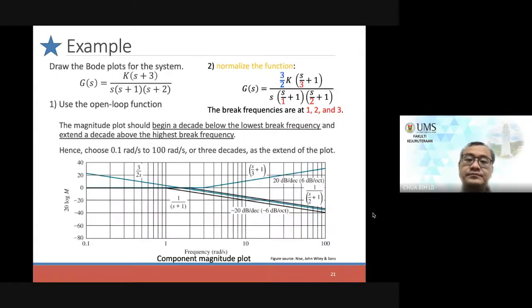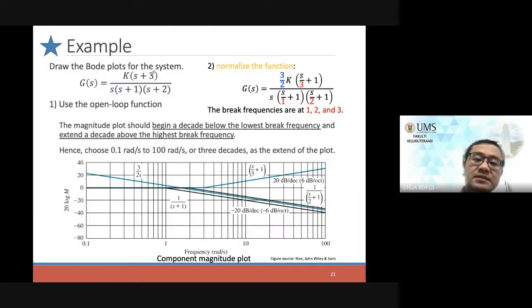Now how are we going to use all this knowledge that we have learned? Those four transfer functions can be combined to help us plot this Bode diagram. So we would look at this example. We have K (S plus 3) over (S plus 1)(S plus 2).